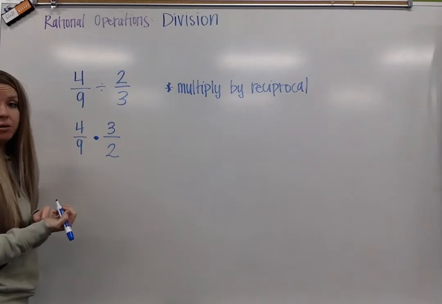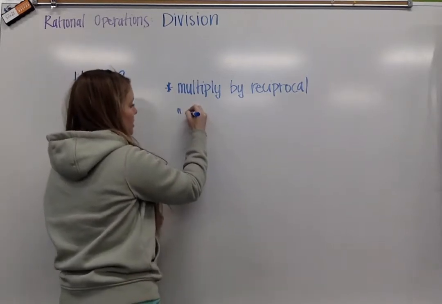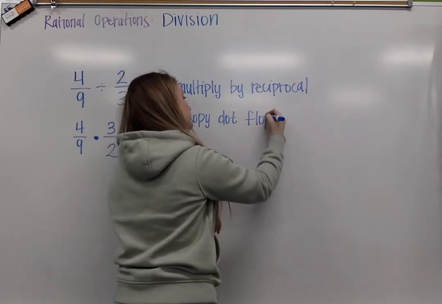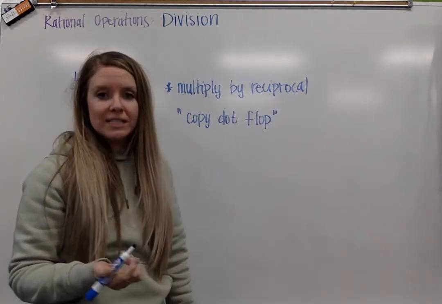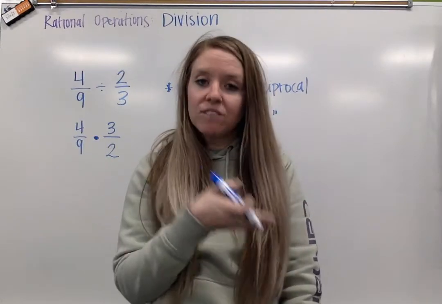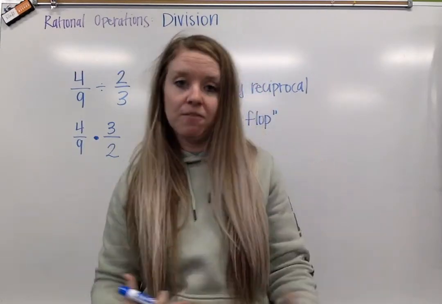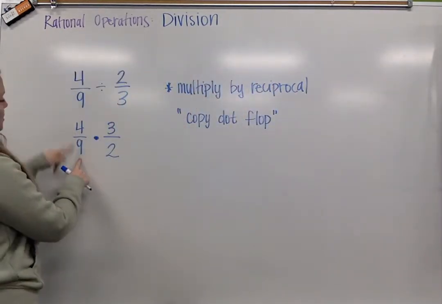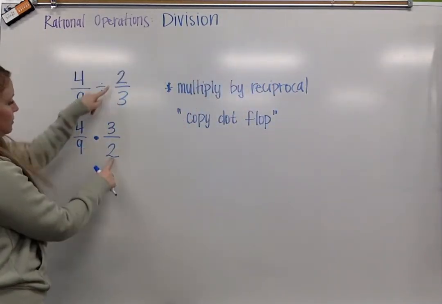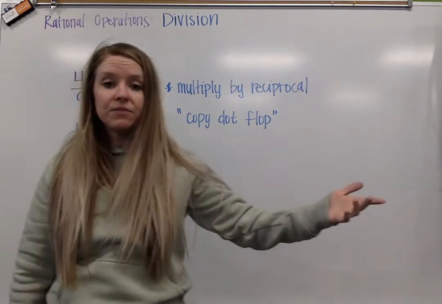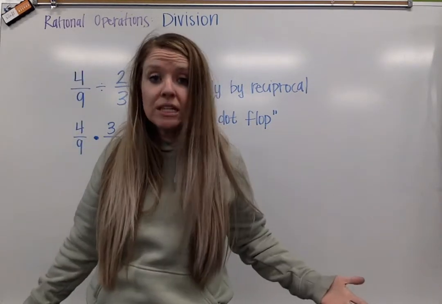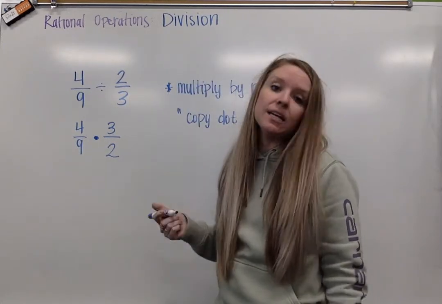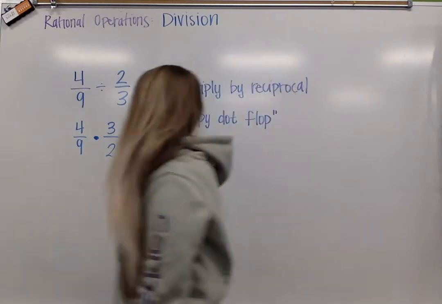Multiply by the reciprocal. You're going to hear me call this copy, dot, flop. Multiply by the reciprocal is the mathematical term. Copy dot flop is the Miss Nelson verbiage to help you understand. So copy the first fraction, change it to a dot, and multiply. Our previous video was on multiplication, so the only thing that changes is this first step. Now it's exactly like we just did. We just have to simplify it out.